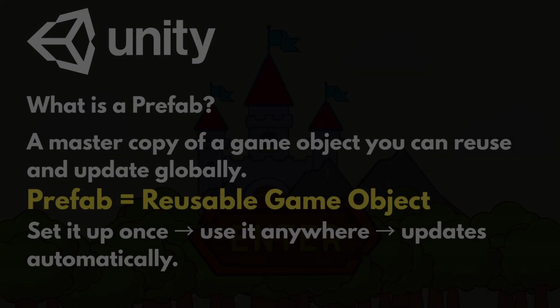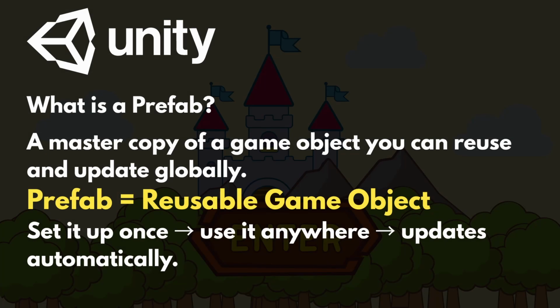Prefabs fix this. Think of a prefab as a master copy of a game object. Once you set it up, you can reuse it everywhere, and if you ever make a change, it automatically updates across all scenes. In the next few minutes, I'll show you exactly how to do that. Now, let's dive into the process.